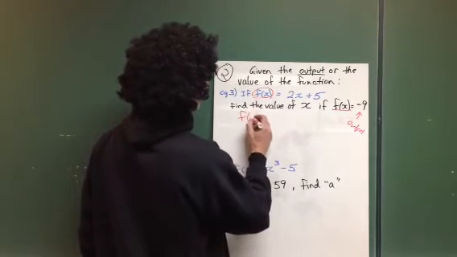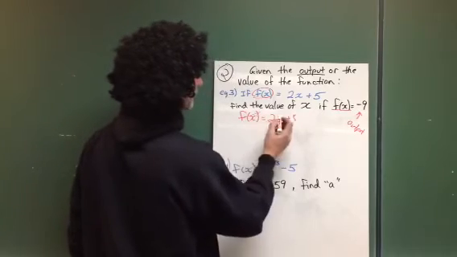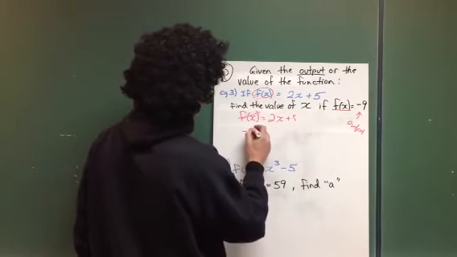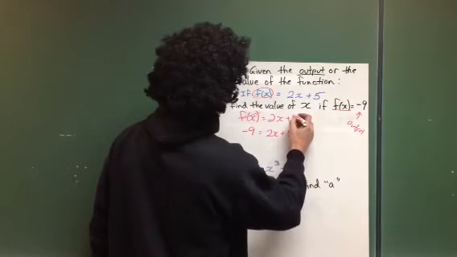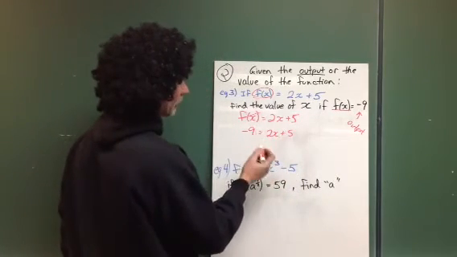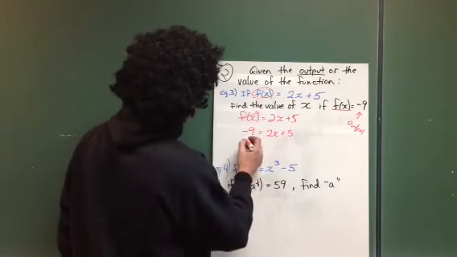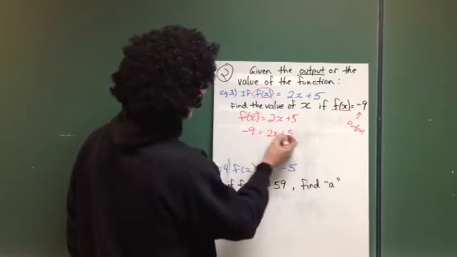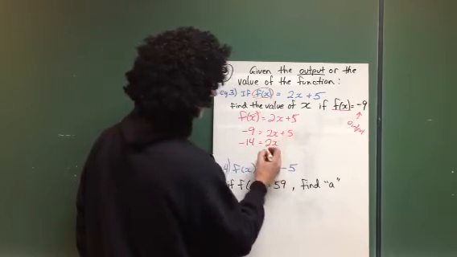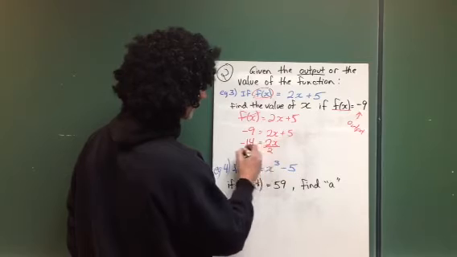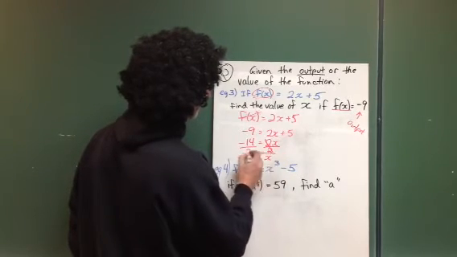So f of x equals 2x plus 5. I'm going to replace this part with negative 9. Negative 9 equals 2x plus 5. Okay, now I'm going to shift my terms. I can bring this one over as negative 5 or subtract 5 from each side. So that would be negative 9 and negative 5 is negative 14. And now divide each side by 2 to get rid of this 2. So my x equals negative 7.